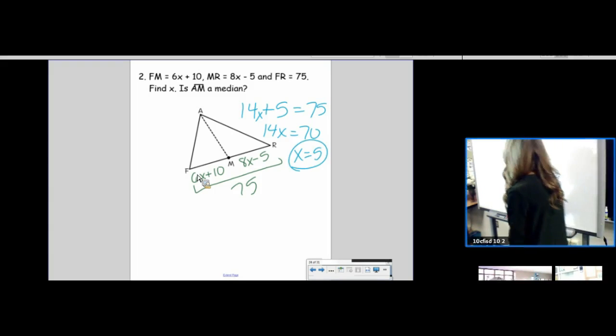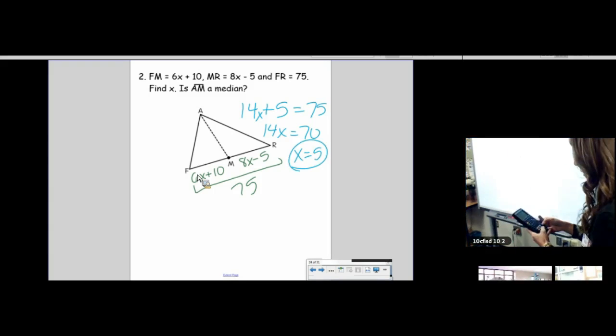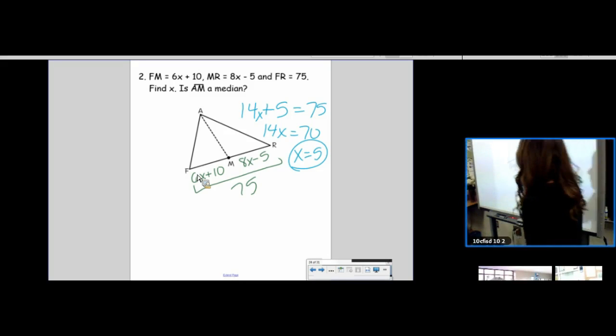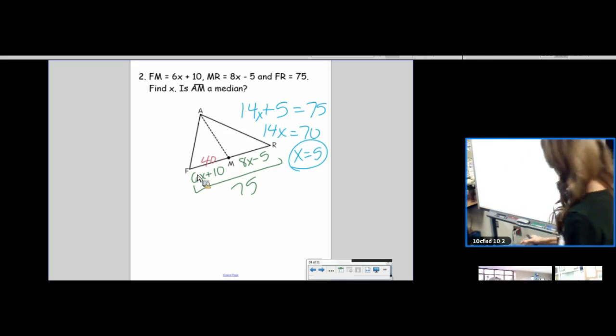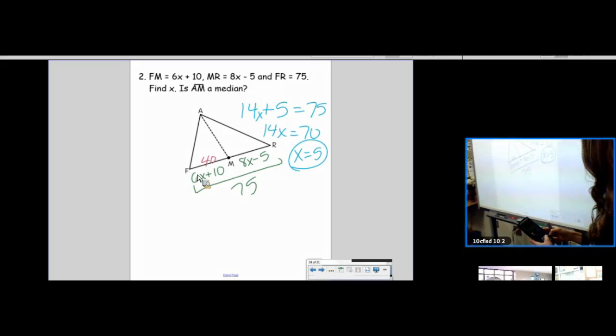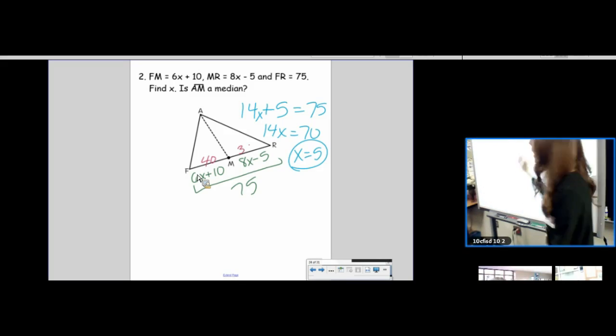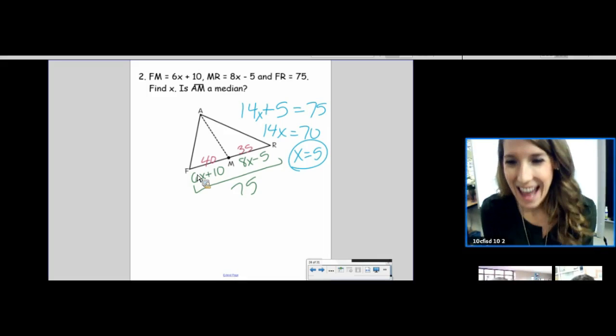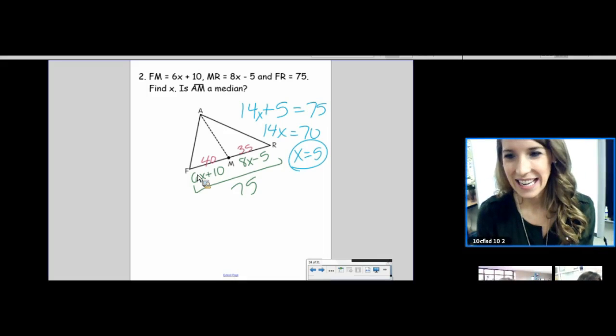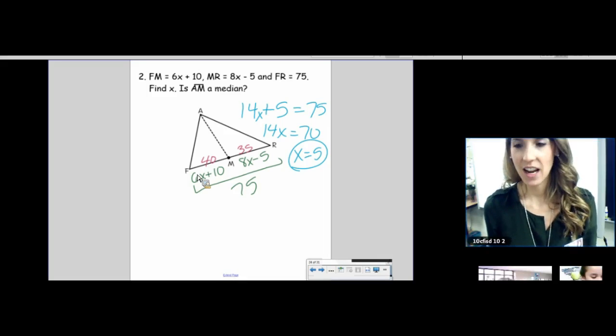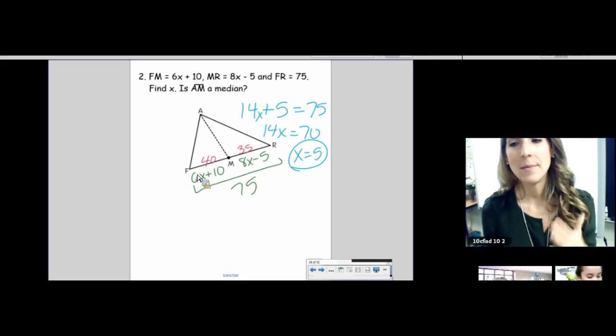So now we plug it in. 6 times 5 plus 10: FM is 40 units long. 8 times 5 minus 5: and MR is 35 units long. Is AM a median? And the answer is no, because M is not the midpoint of FR.